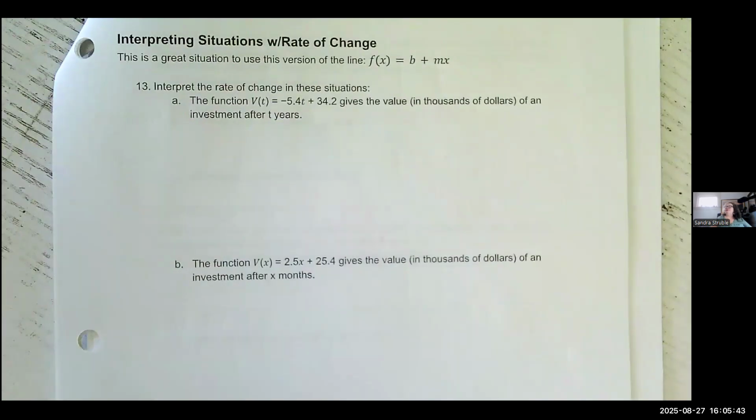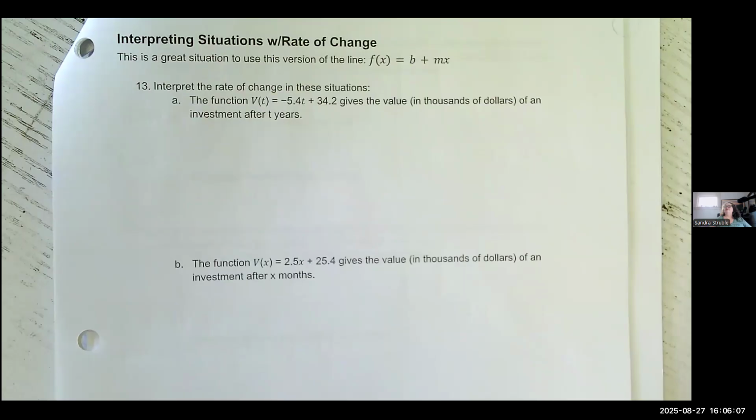Interpreting situations with rate of change. This is a great situation to use the version that I was referring to, b plus mx. To interpret the rate of change in these situations, the function V of t is equal to negative 5.4t plus 34.2 gives the value in thousands of dollars of an investment after t years.